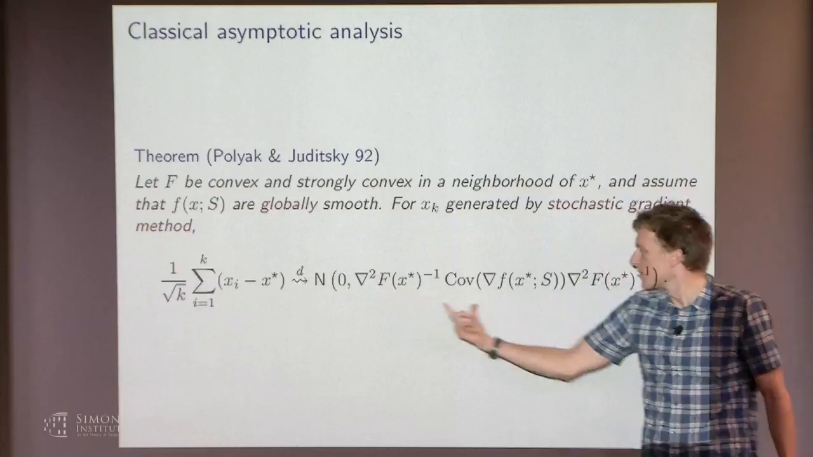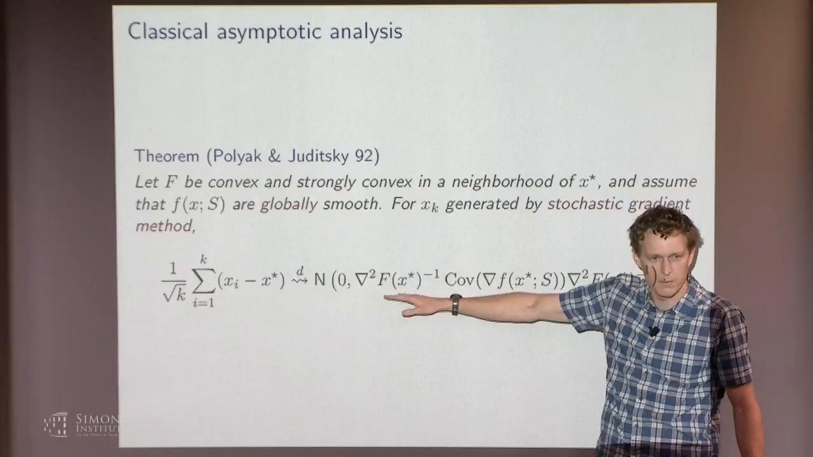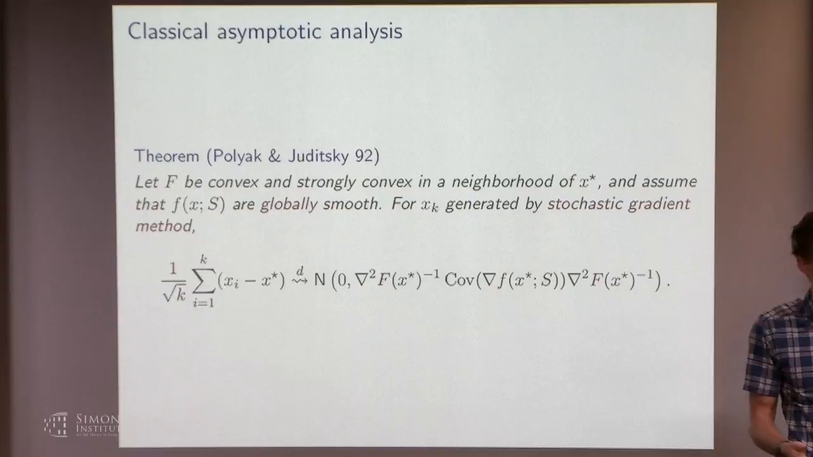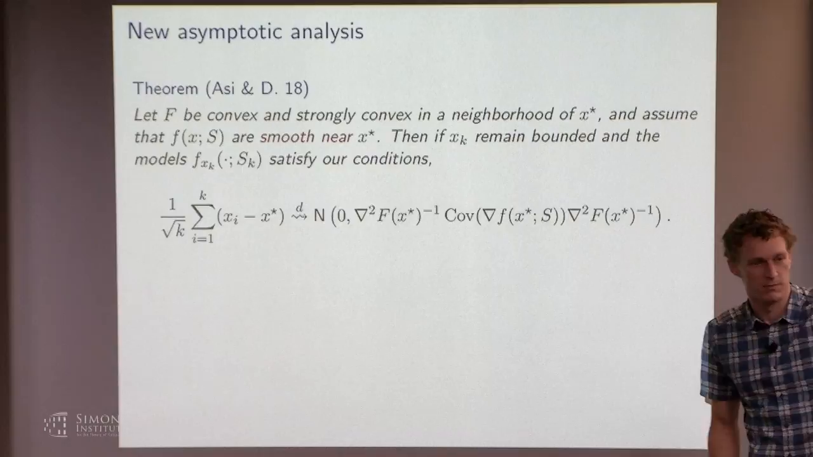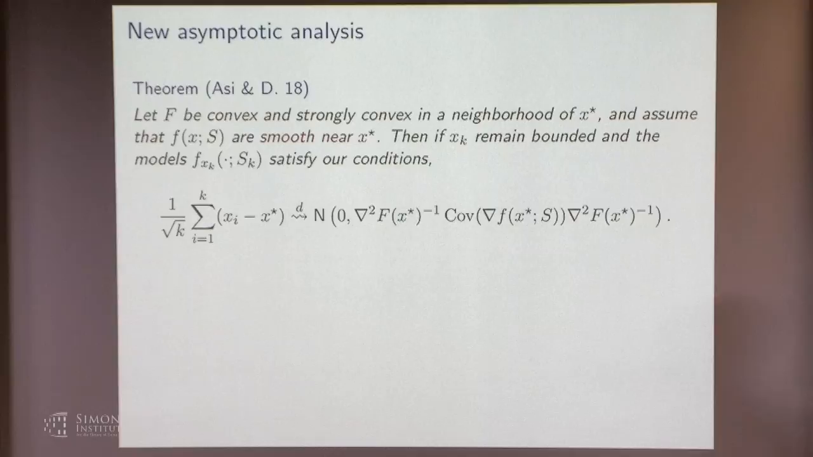This is intuitive. The more curvature you have, the easier the problem should be. The more variance there is at the optimum, the harder the problem should be. This assumes some kind of global smoothness, though. It turns out, if you run any of our approximate methods, as long as you can guarantee that the iterates remain bounded, so they don't diverge to infinity, then you're going to get this asymptotic normality.